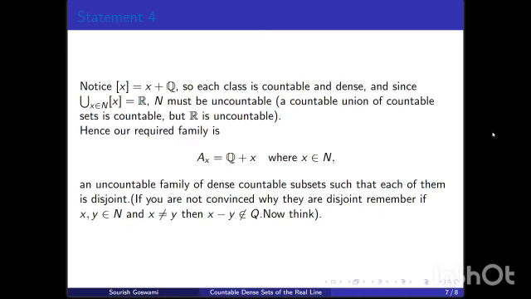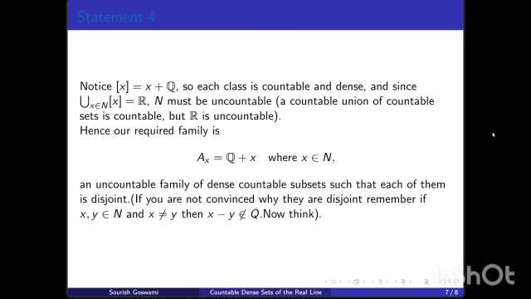Notice the class of any element x is x plus Q. This is easy to see. If the class of x contains y, then y minus x must belong to Q. So y is a Q translate of x. So y belongs to x plus Q. And every element of x plus Q is already in the class of x. So the class of x is countable. The class of x is dense.